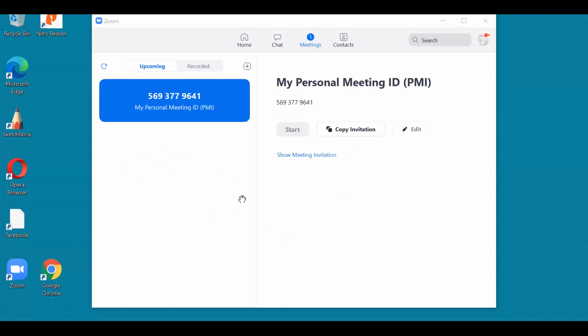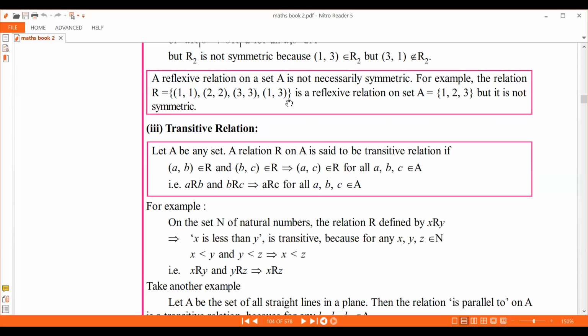So initially it may appear easy or it may appear tough, but you have to manage with that. So next, let's look at the reflexive relation. Now, transitive relation we have done. On the set of natural numbers, the relation defined by x is less than y is transitive. They have taken natural numbers.